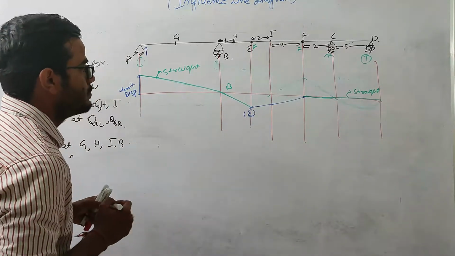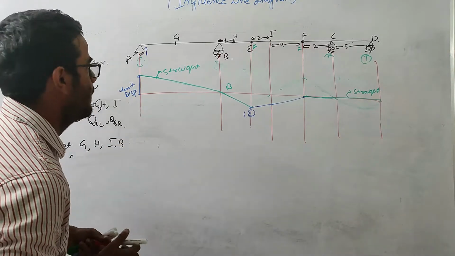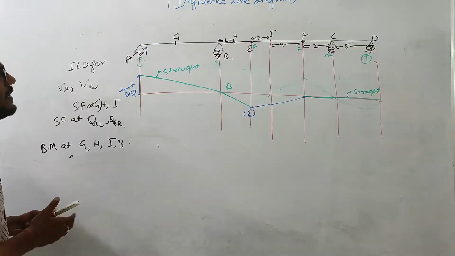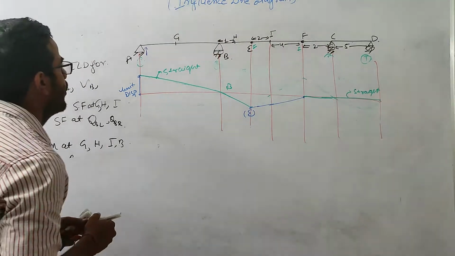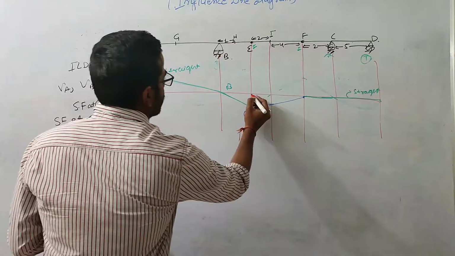So this is the ILD for the vertical reaction at point A. We can easily find the ordinates at each point by using the concept of similar triangles.